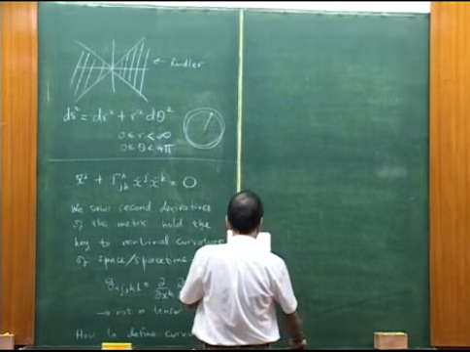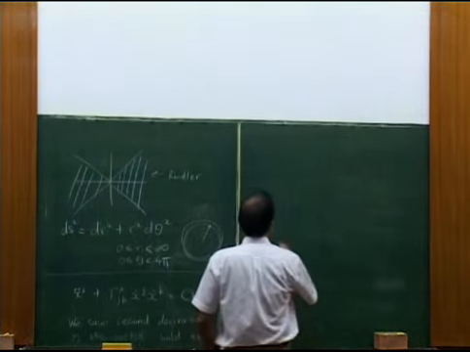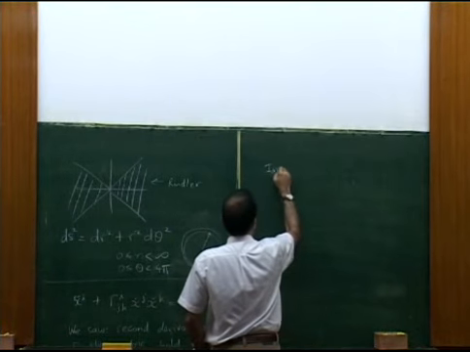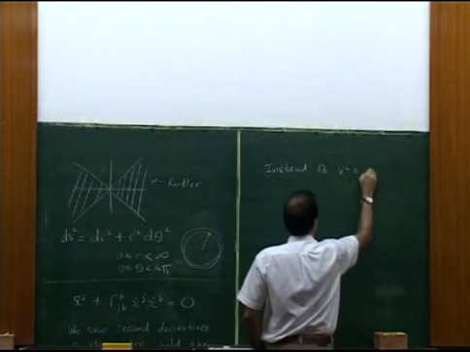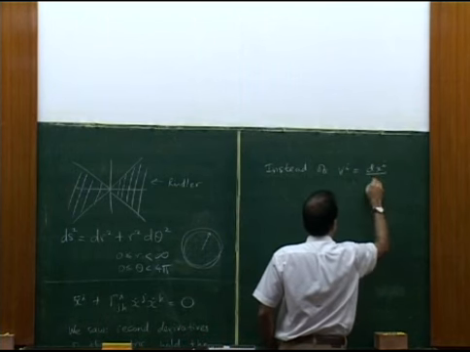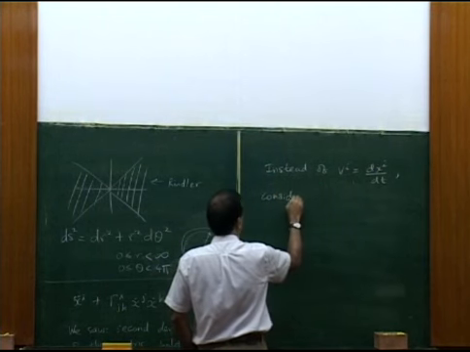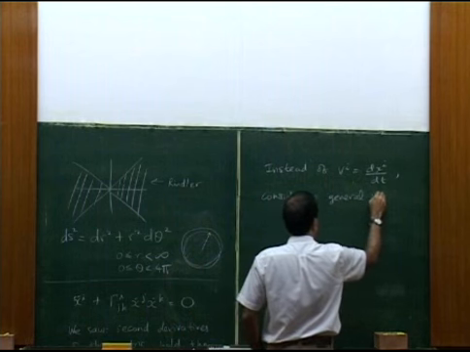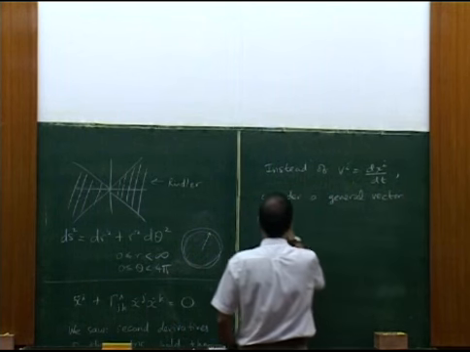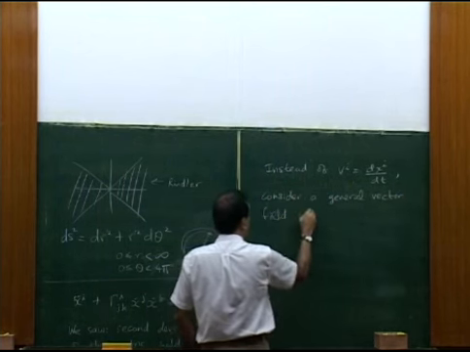Now, let's generalize this as follows. Instead of the velocity v, consider a general vector field Wi on the space.